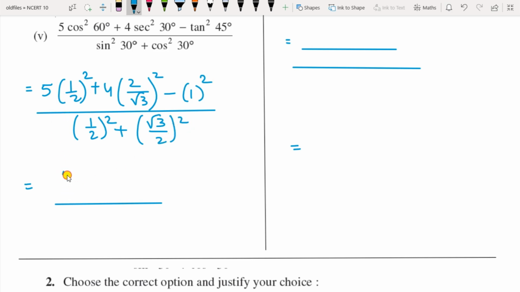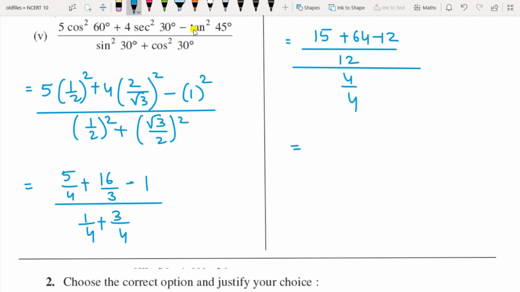So this will be 5 by 4 plus 16 by 3 minus 1. This is 2 2s are 4 and 4 4s is 16. Denominator will be 1 by 4 plus 3 by 4. So here take the LCM of the numerator, it will be 12, and multiply each of the term with 12 here. You will get 15 plus 64 minus 12, the whole divided by 12, and in the denominator the LCM is 4 here, so it will be 4 upon 4. The 4 will get cancelled here, and you will have the answer as 67 by 12. That's the answer.